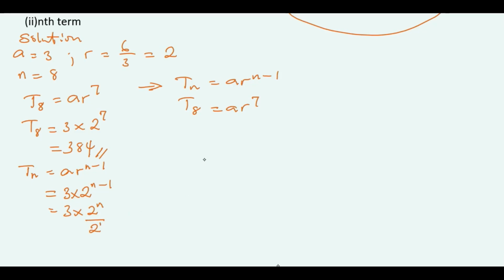Now, according to your indices, if you have 2 raised to power n minus 1, it's equal to 2^n divided by 2^1, because you pick the one there and you subtract the power. That's what I did here. 2^n divided by 2^1 is the same thing as 2^(n-1). So we can have our answer to be 3 over 2 times 2^n. This one will be our nth term.